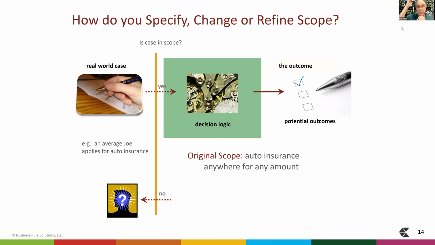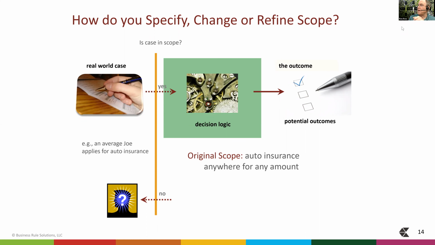So as we said before, typically with a decision table, you might start off with one scope only to realize as you go along, and I'm sure this has happened to you as well, that you've really bitten off more than you can chew. So you decide you better narrow the scope. You better limit it to the number of cases that it really addresses. So here in this example, there's a typical kind of insurance case. We're handling real world cases where an average Joe applies for auto insurance. We hand that over to the decision logic, the decision model, the decision table.